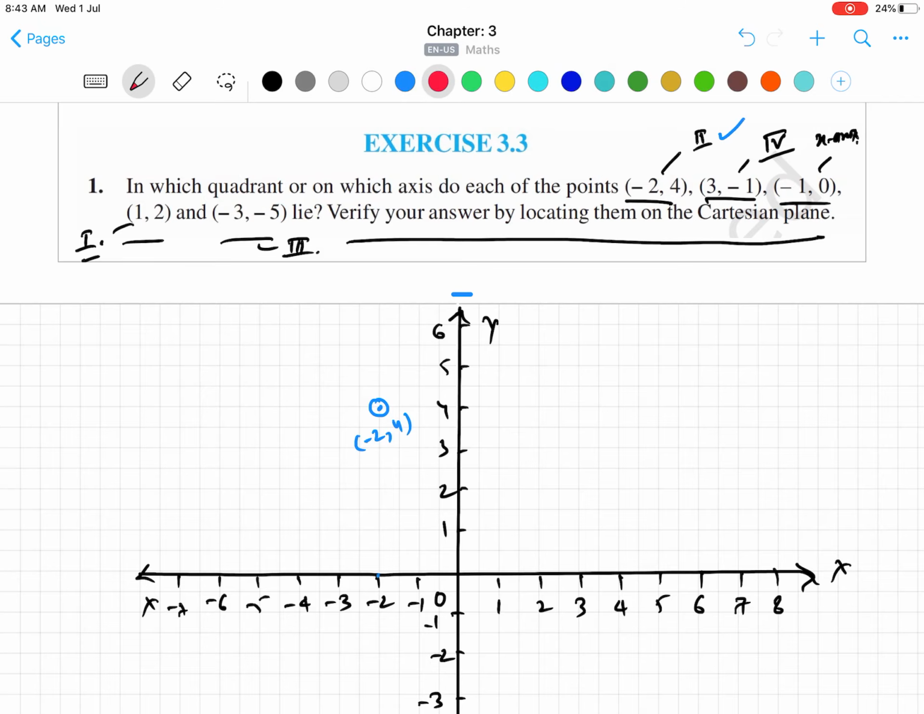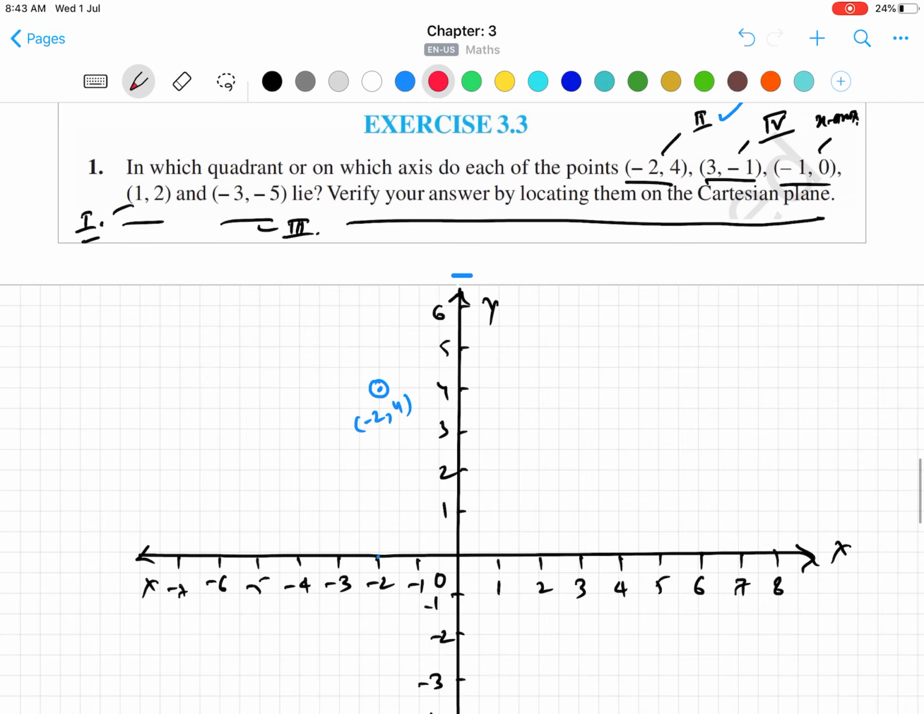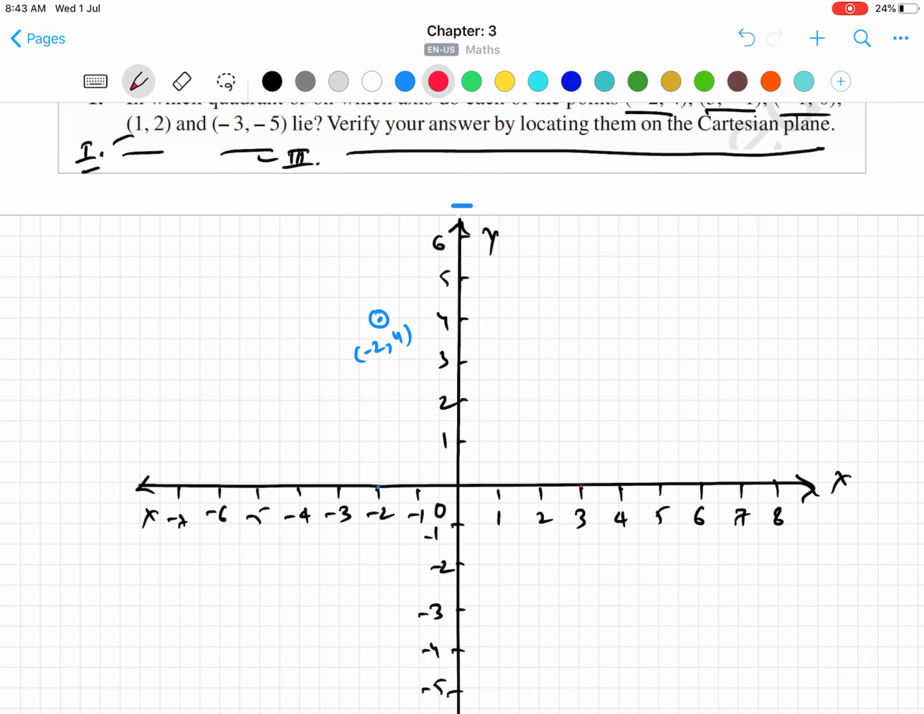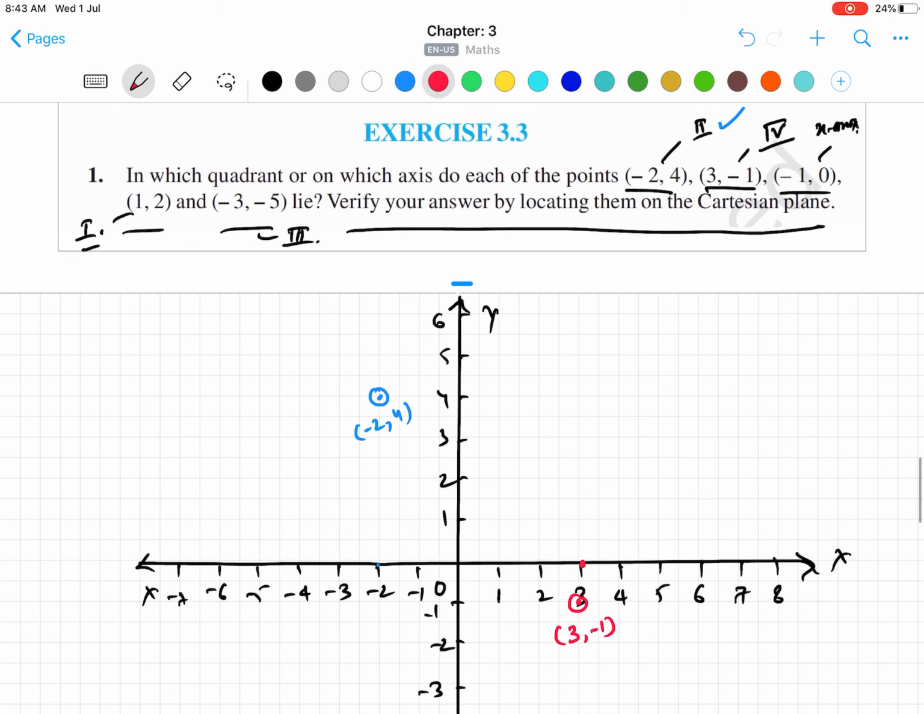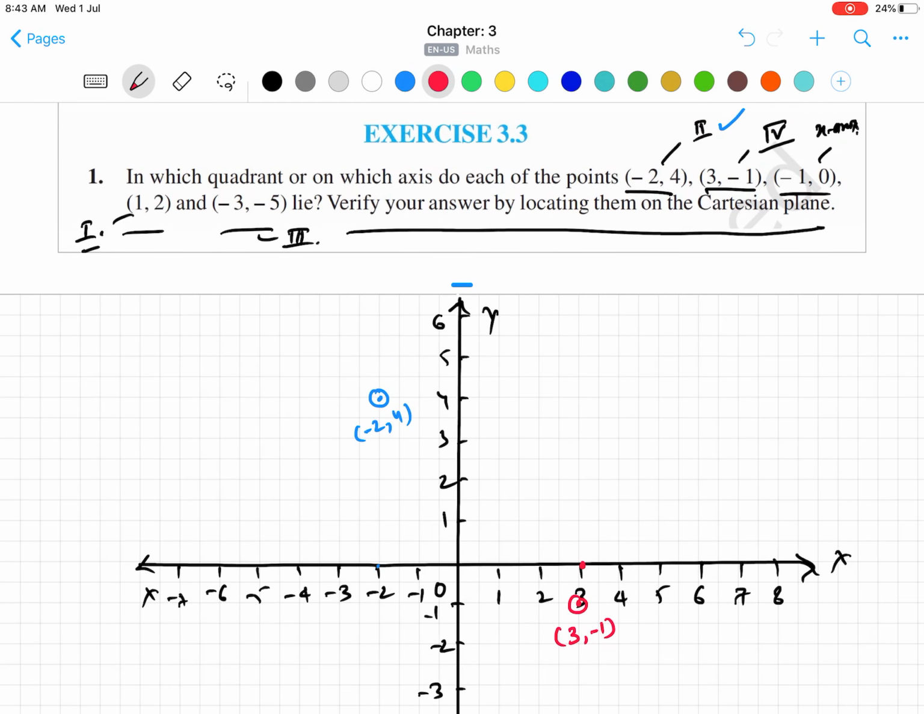The next point is x = +3 and y = -1. x = +3 in the positive x direction and y = -1 in the downward direction. So this point will be here. This is x = +3 and y = -1. Now you can see this is lying in the fourth quadrant. Next we have x = -1, y = 0. x = -1 will be here, and since y is 0, this point will be on the x-axis.